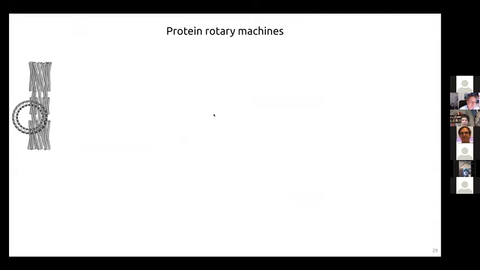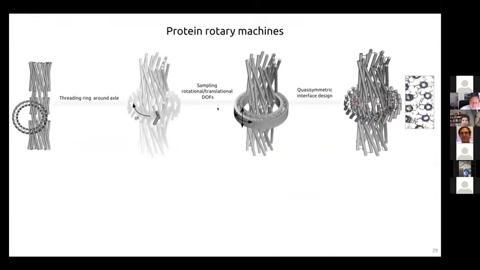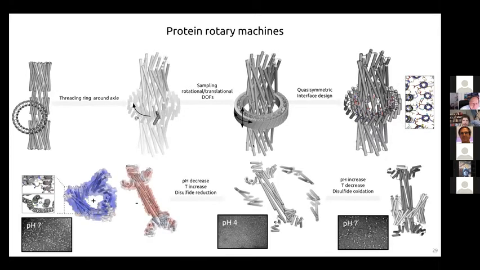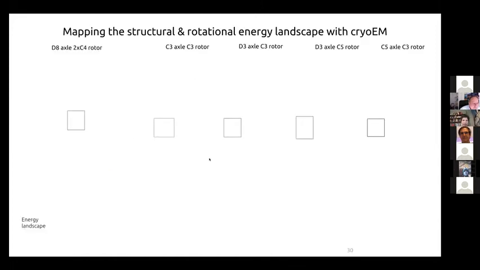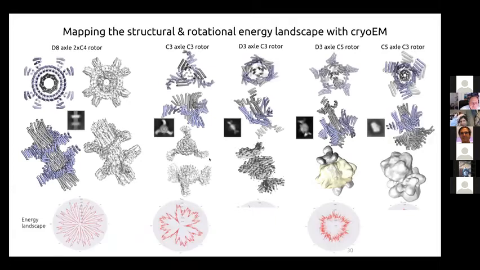And then the final example I'll give you is the design of protein rotary machines. Here we are designing two classes of proteins: an axle, which is a linear protein shown here, and a ring, which fits around the axle. And we've worked out ways for assembling these types of structures, these rings around the axles. It's really kind of neat.